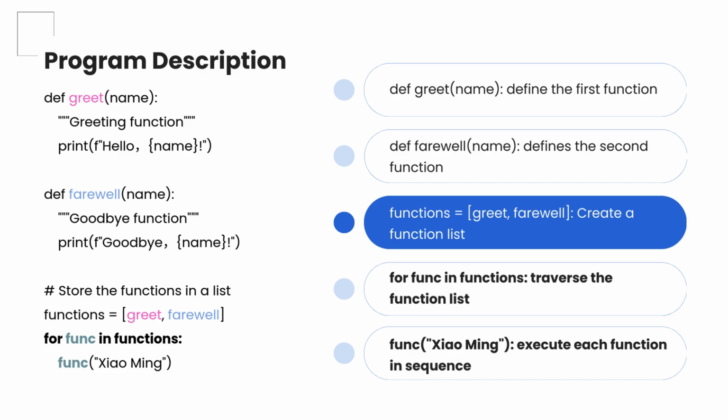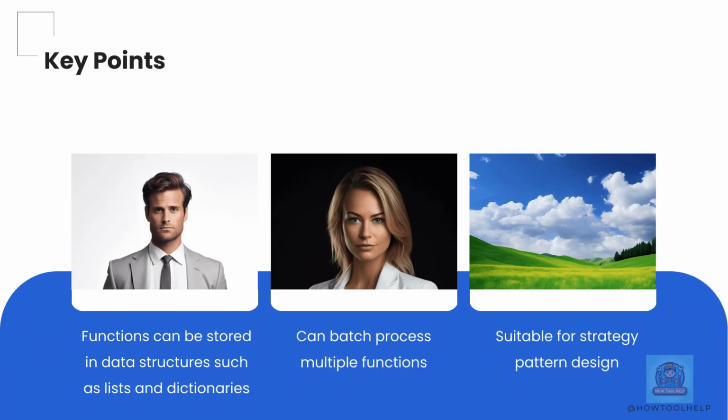Code explanation. 1. We define 2 functions, greet and farewell. 2. We store these functions in a list called functions. 3. Using a for loop, we iterate through the list and execute each function, passing the argument xiaoming. Key takeaways. Functions can be stored in lists, dictionaries, and other data structures. This allows for batch processing of multiple functions. It is useful for implementing the strategy pattern.